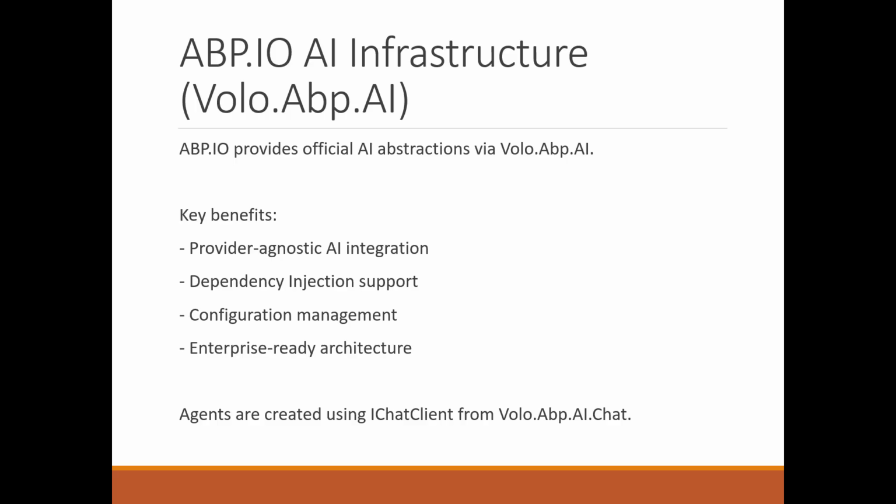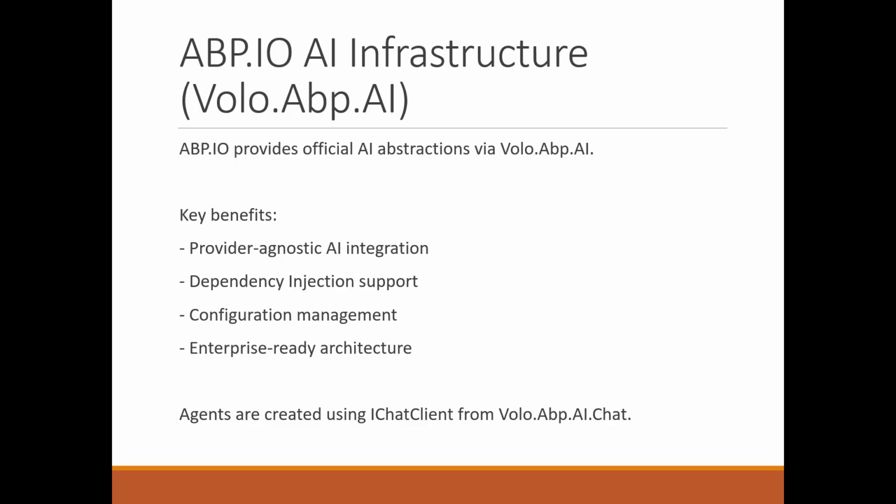The key benefits are that it provides agentic AI integration, it has built-in dependency injection support for Volo.Abp.AI, and it has configuration management. We need to configure it. We will give some keys to it, and from configuration onward, we can get all those desired results wherever we need them. On top of your AI abstraction, I would say ABP.io has provided us Volo.Abp.AI. So we just need to have this NuGet package with us, and the rest of the things will be integrated over there.